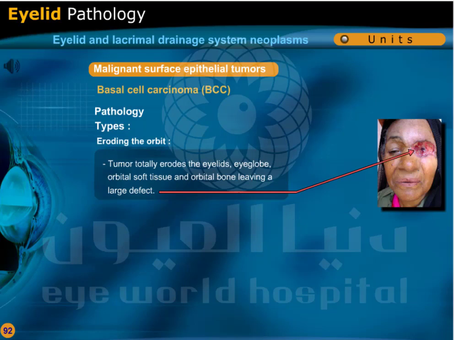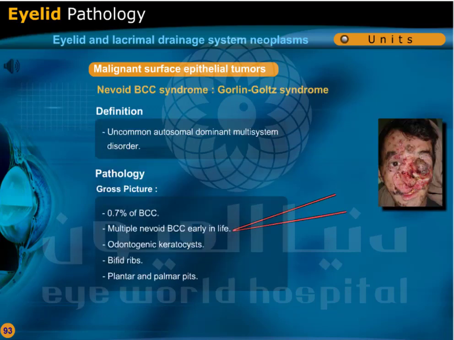Another type of basal cell carcinoma is the orbit eroding type. The tumor totally erodes the eyelids, eye globe, orbital soft tissue, and orbital bone, leaving a large defect. Nevoid basal cell carcinoma syndrome, or Gorlin-Goltz syndrome. This is an uncommon autosomal dominant multisystem disorder occurring in 0.7% of basal cell carcinoma, as multiple nevoid basal cell carcinoma early in life. There are odontogenic keratocysts, bifid ribs, and plantar and palmar pits.